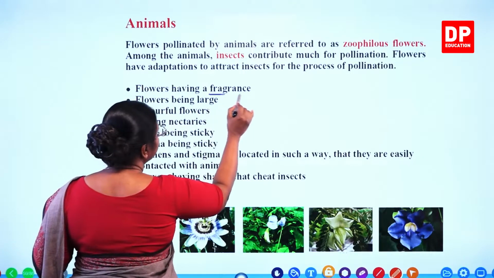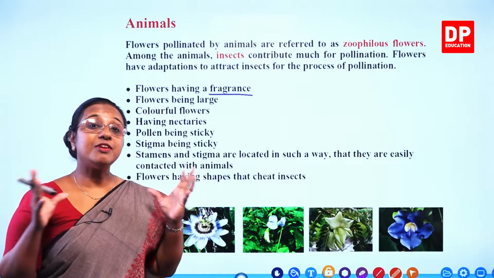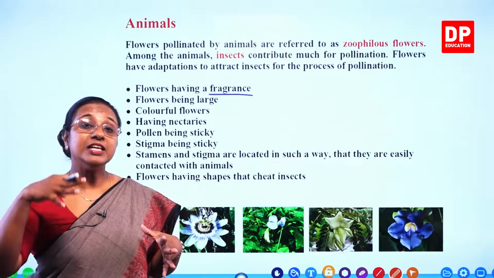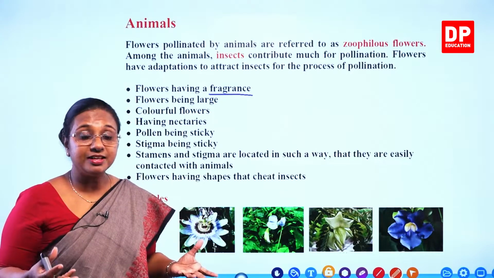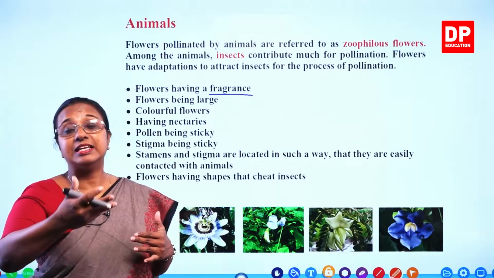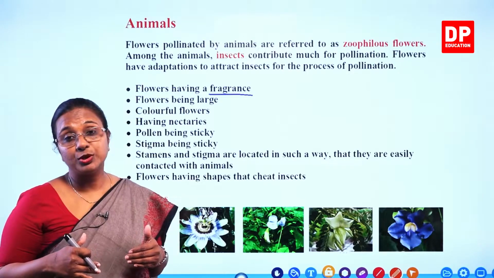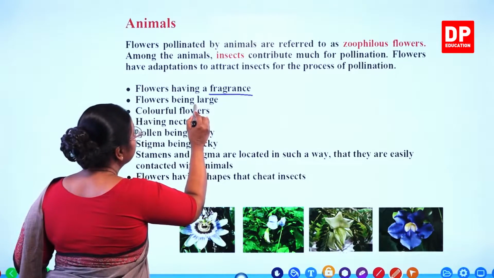Flowers having a fragrance. Then flowers being large. When the flowers are large, they are visible to the insect. And also the insect can come and nicely sit on the flower and drink the nectar. Then the pollens will get attached to the body of the insect. It can be transported to another flower. So the flowers are usually large.